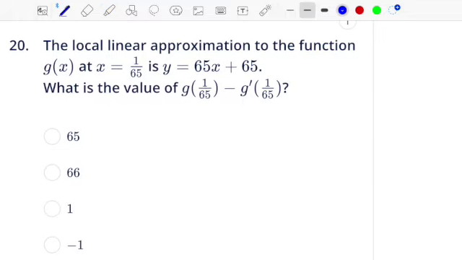Okay, the linear approximation to g of x is, that's our equation, y equals 65x plus 65. So that tells me that g prime at 1 over 65 is 65, because that's the slope.